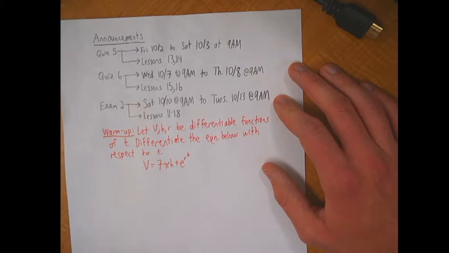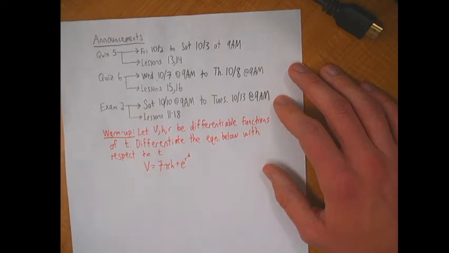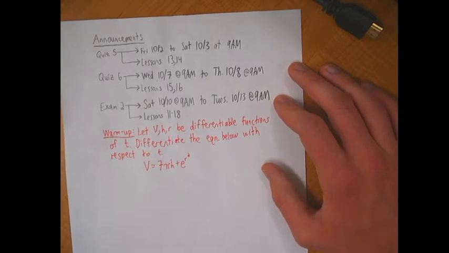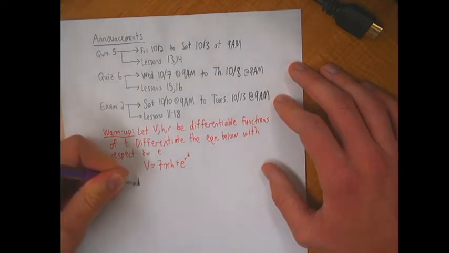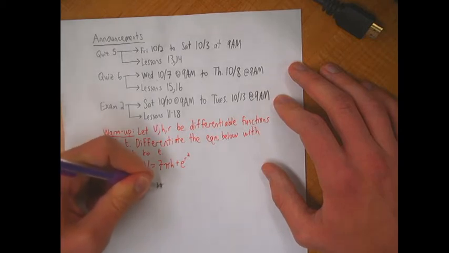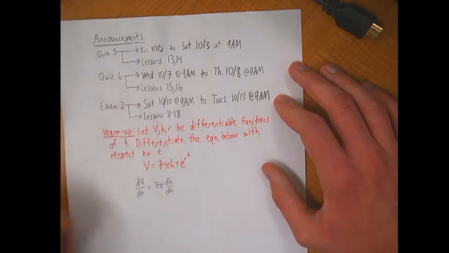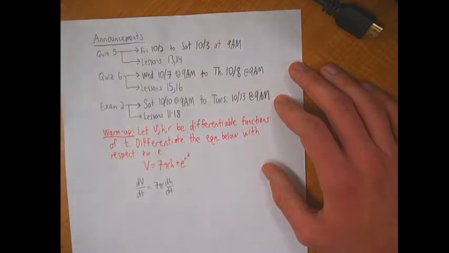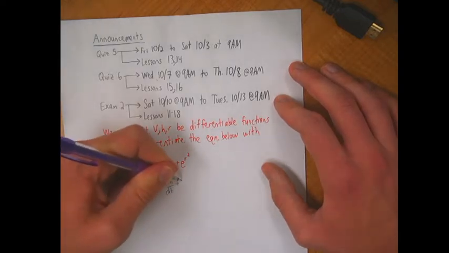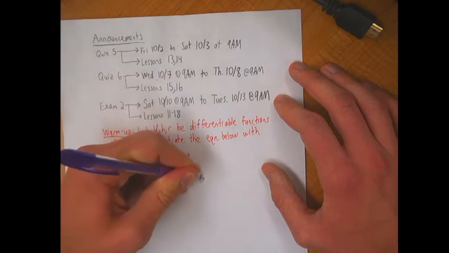Okay, so here's what we will do. Show of hands, who has an idea of what the solution to the warm-up should be? Okay, what do you have then? I have dv over dt equals 7 pi dh over dt plus 2r e to the r squared times dr over dt. Exactly. Good.